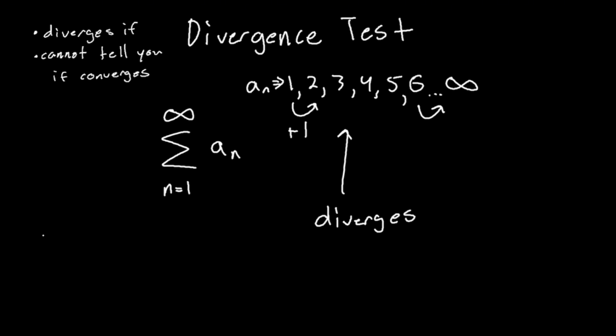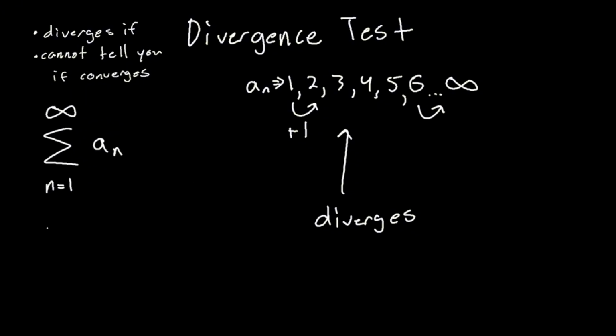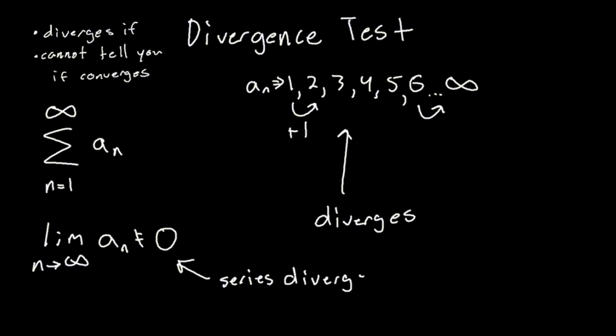Well, how do we determine that? If I were to put this into mathematical notation, the divergence test states that if the limit as n approaches infinity of a of n, the function of your sequence, does not equal 0, then your series diverges. So if the function as n approaches infinity, as you approach the infinite term of the sequence, does not equal 0, your series must diverge.